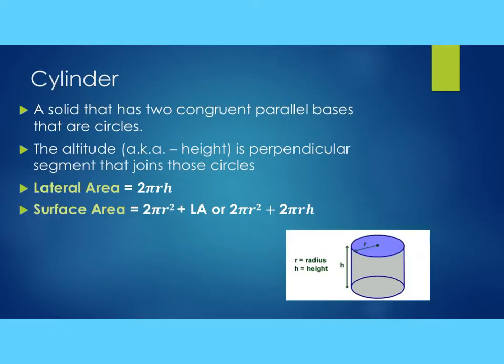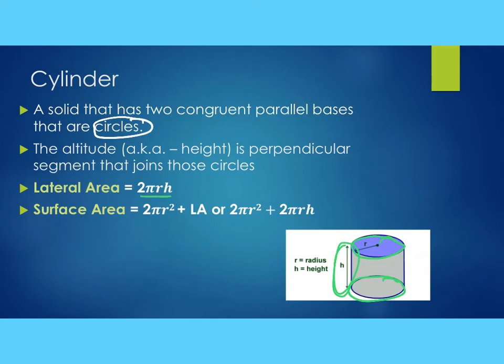Okay, so next up is a cylinder. So what happens if the bases of a prism are circles? It becomes a cylinder. So when you take those bases and you make them circles, they become a cylinder. A cylinder is a solid that has two congruent parallel bases that are circles. The altitude, which is the height, is the perpendicular segment that joins those circles. So in this case, here's my height, and the circles are my bases.